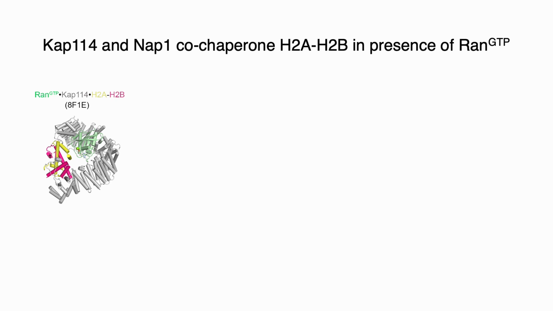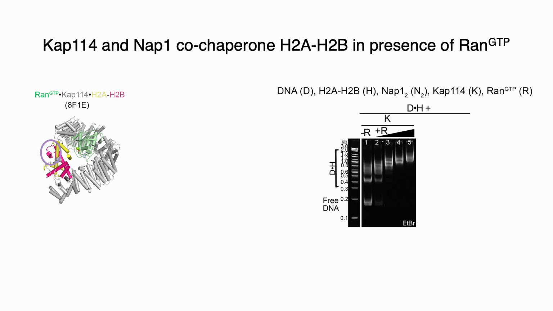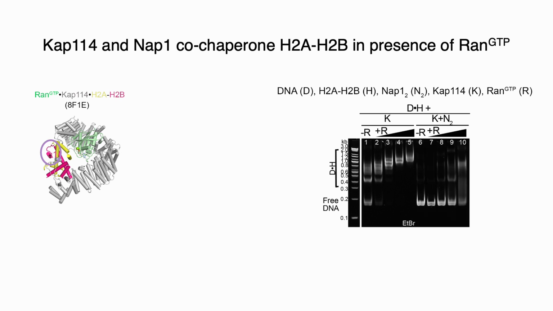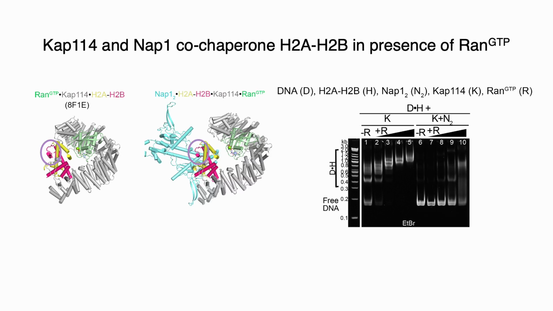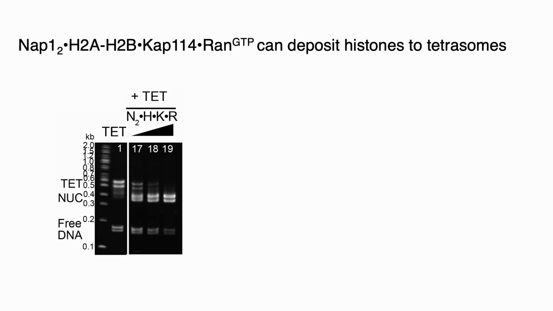However, we had previously shown that Ran binding to Kap114 H2A-H2B reoriented the histone, increasing its exposure to DNA and thus decreasing Kap114's chaperoning activity. We now show that the presence of Nap1 rescues the compromised chaperoning by shielding the DNA binding histone surface that was exposed by RanGTP.